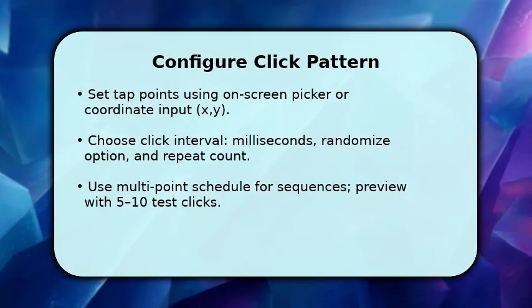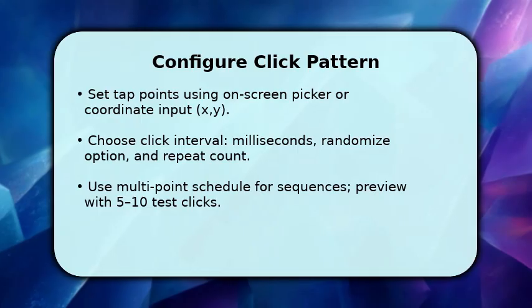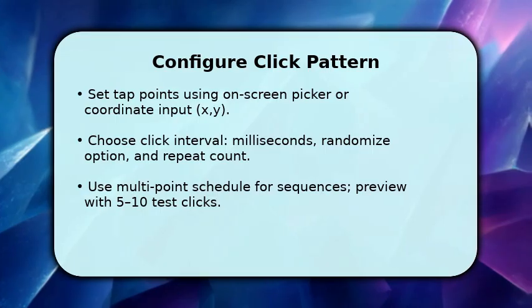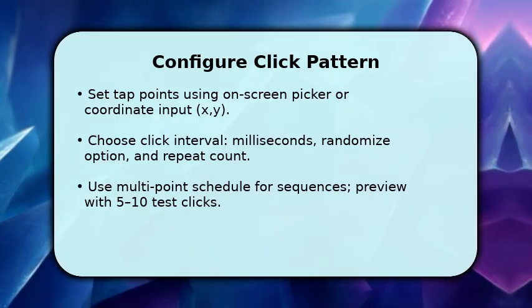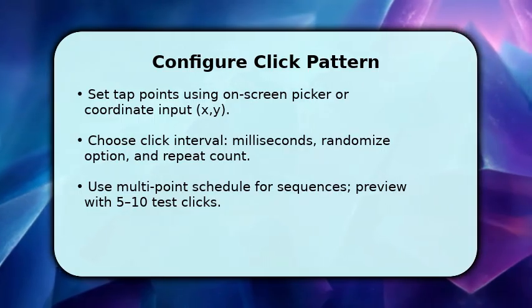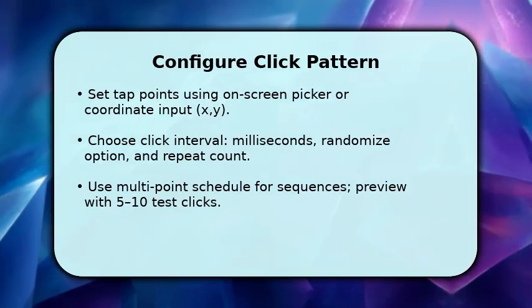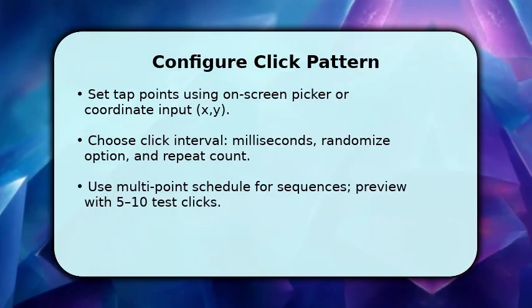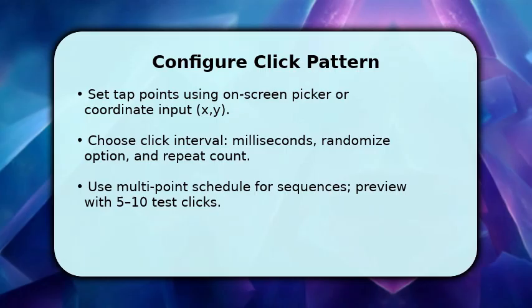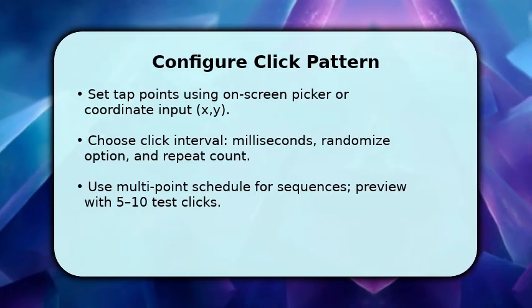You now construct the click pattern you need. Begin by choosing tap points. Use the on-screen picker or enter exact coordinates X, Y for pixel-perfect accuracy. Next, set the click interval in milliseconds and decide whether to enable randomize to avoid detection, specify repeat count or continuous mode. If you need a sequence, add multiple points to the schedule and arrange order.